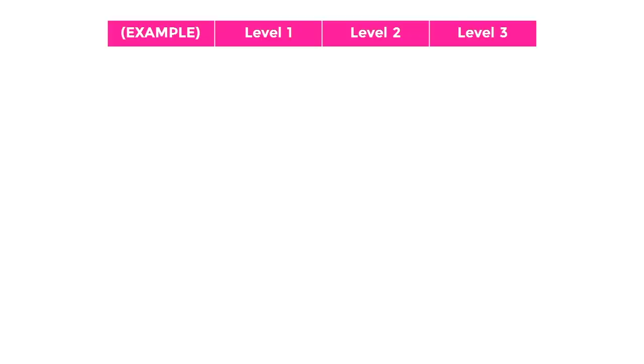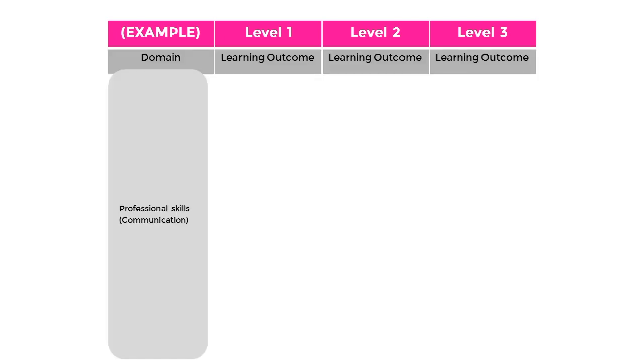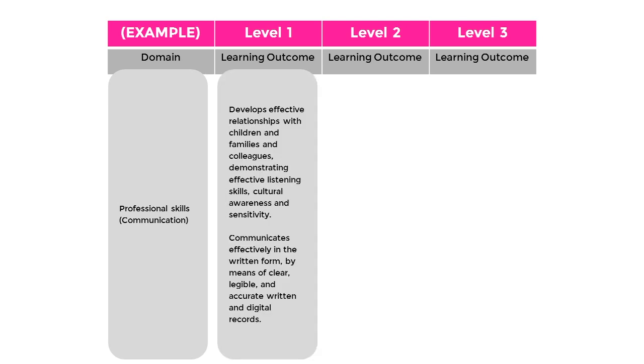Let's take a closer look using the domain for professional skills, communication, as an example. So, the learning outcome for communication at level 1 is: develops effective relationships with children, families and colleagues, demonstrating effective listening skills, cultural awareness and sensitivity. Communicates effectively in written form by means of clear, legible and accurate written and digital records. This is the standard required by the end of ST3 before you step up to the middle grade rota.